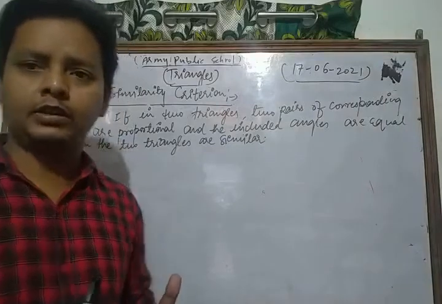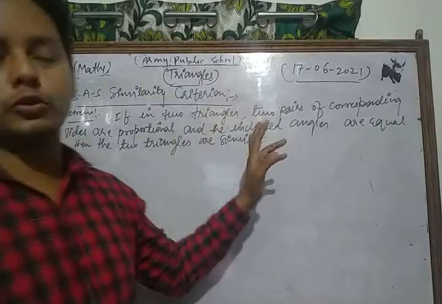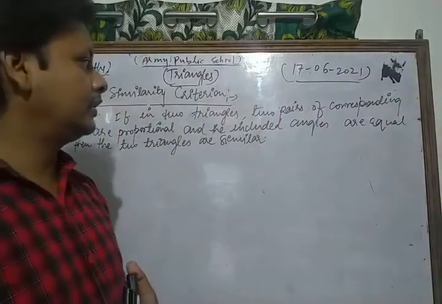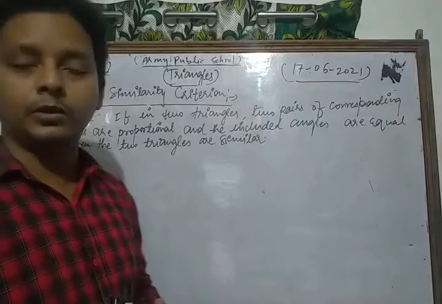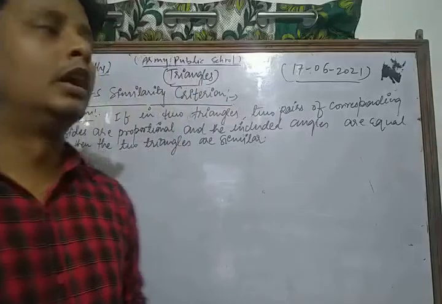And the theorem is what? If in two triangles two pairs of corresponding sides are proportional and the included angles are equal, then they are similar to each other. This is your theorem.